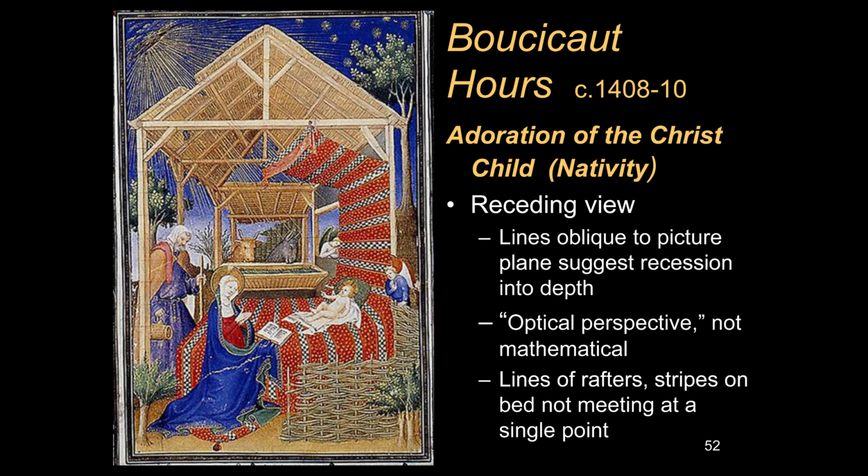Well, that type of recession into depth actually does not come to Northern Europe until the second half of the 15th century. The first artist that we're sure is using it is Petrus Christus. So somewhere maybe around the middle of the 1400s, the 15th century, or a little bit into the second half, we do see this one-point linear perspective starting to occur in Northern art. But before then, we see what we can call an optical perspective.